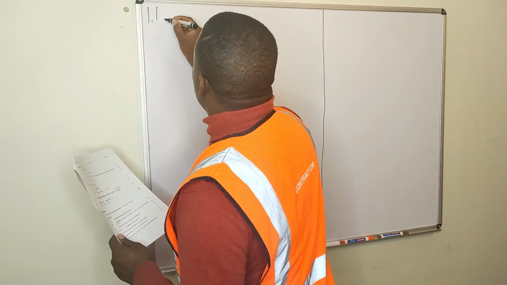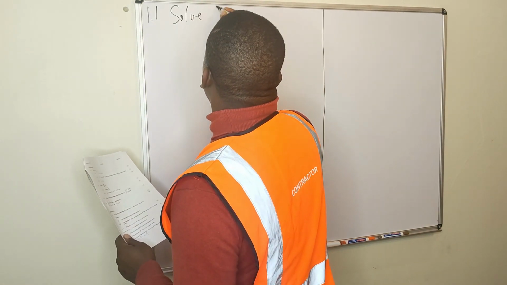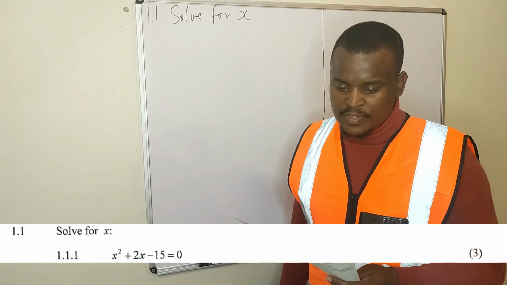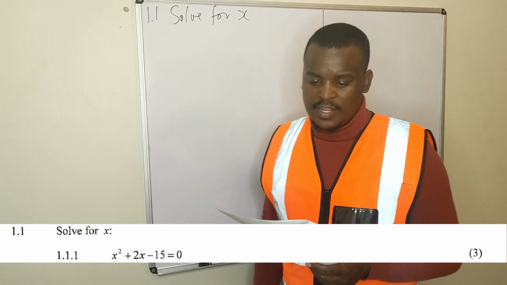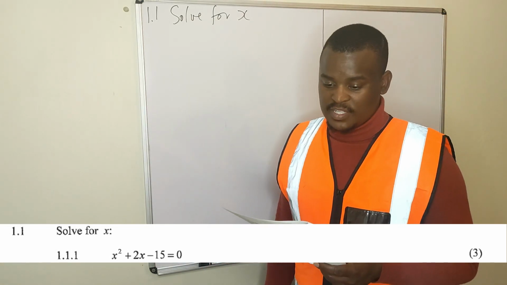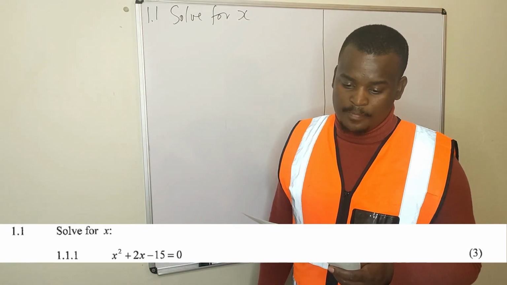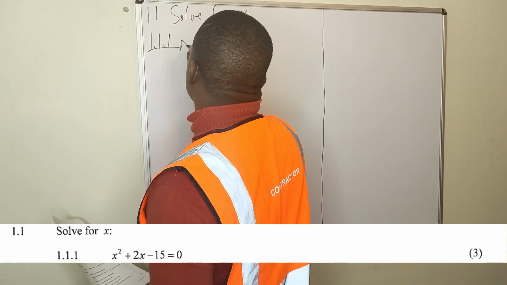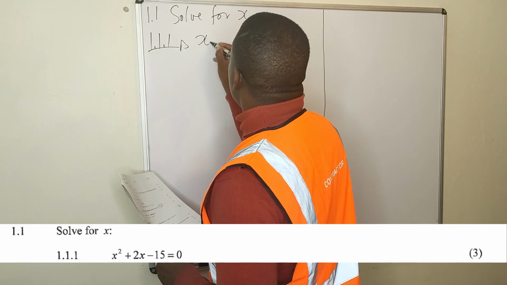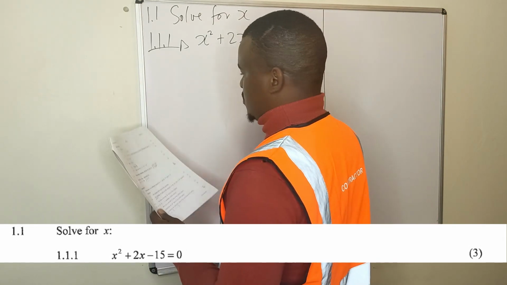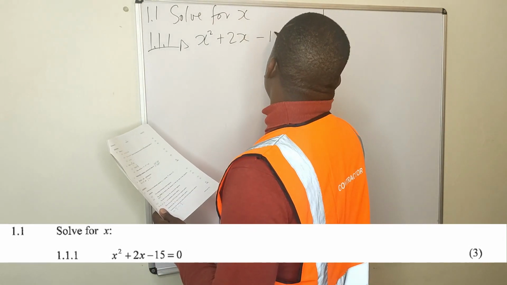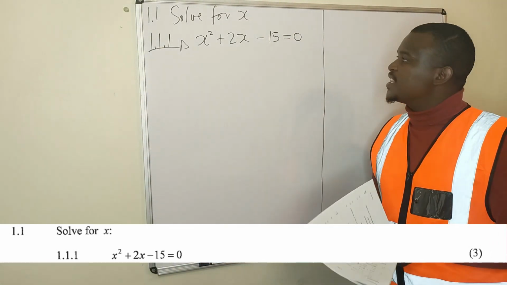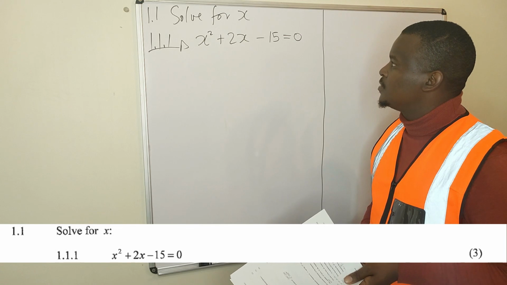So 1.1, solve for x. We are given 3 quadratic equations here, and they want us to solve them. So let's get moving. 1.1.1, we are given x squared plus 2x minus 15 is equal to 0. They're asking you to solve for x.